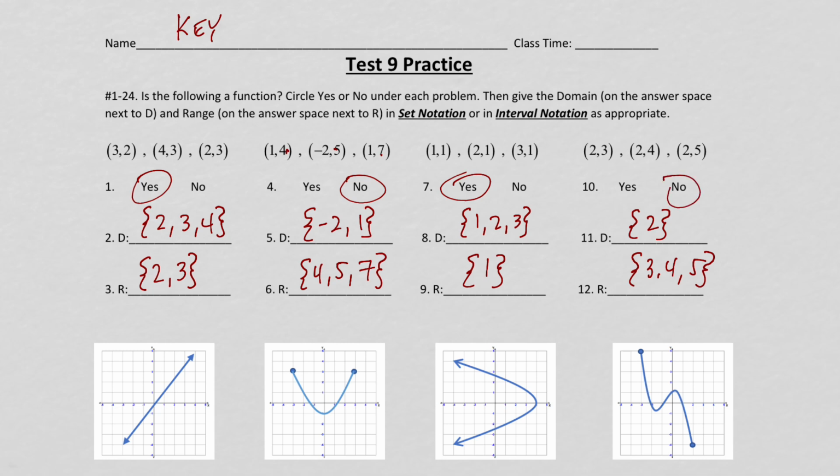I guess another way to look at this is if you have more range values than you have domain values, you're not going to have a function when you're talking about ordered pairs. So that's why these two are not functions. But this one is because you're allowed to have more domain values than range values. So this one is a function.